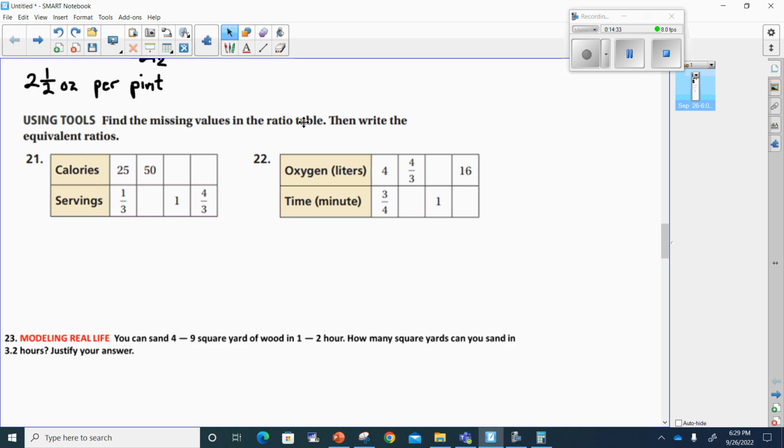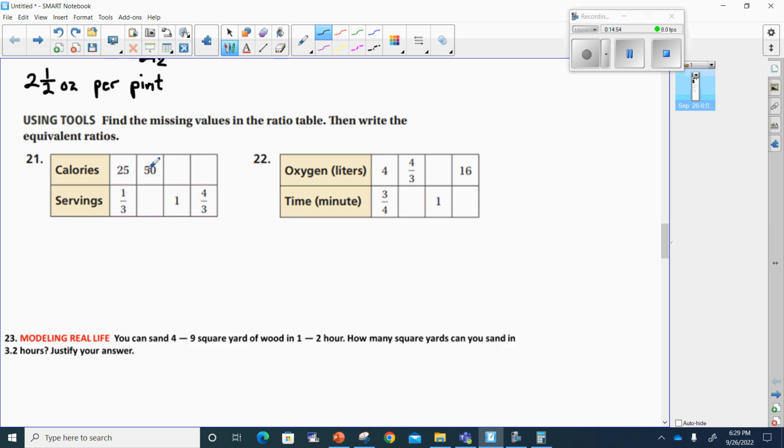It says find the missing value in the ratio table, then write the equivalent ratio. All right. Well, over here I noticed that I had to take 50 divided by 25, that gives me 2. So I multiplied 25 by 2 to get to 50. So I'll have to multiply 2 to 1/3.